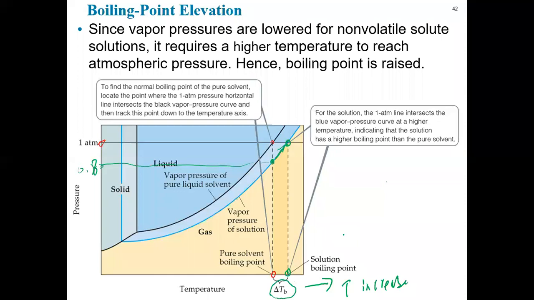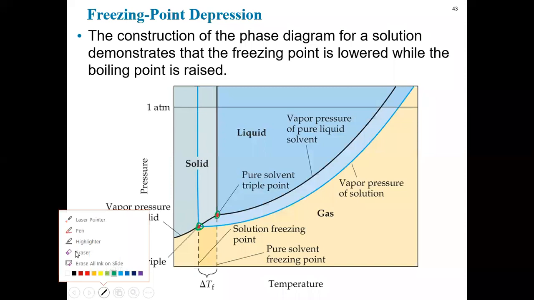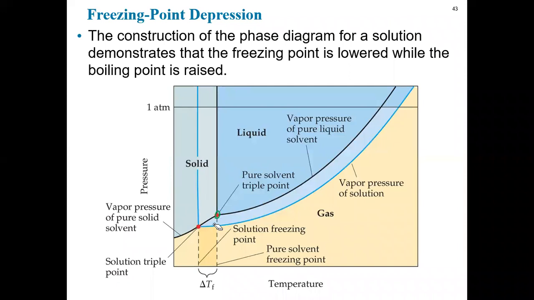This phase diagram also shows you a comparison of these two points. The point I just circled with green is the freezing point of the pure solvent. The one I did not circle, the red one, is the freezing point of the solution. Very trivially, by looking at the graph, you can see the freezing point of the solution gets lower. You can say it is depressed, and how much lower it is, we call delta TF.